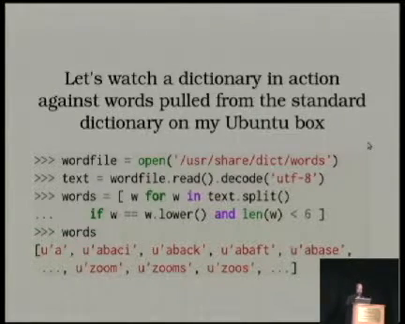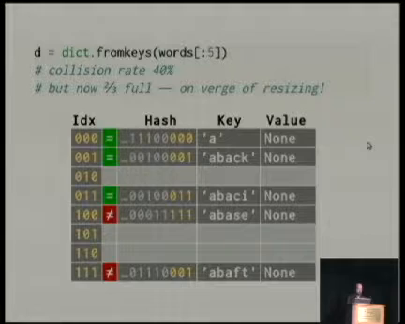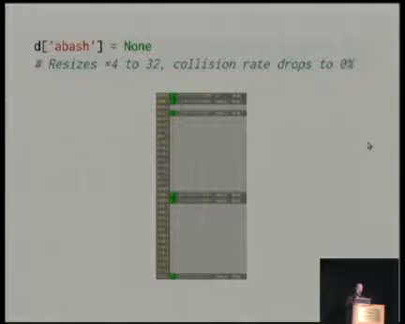I'm going to grab some words from the dictionary on my Ubuntu box. Start with an empty dictionary. Put in the first 5 keys. It happens that the words in the dictionary, 2 of them collide, so we're up to a collision rate of 40%, but that's as big as it will let this get when we pass from 5 to, by adding the word abash, 6 keys. Python goes ahead and reallocates the dictionary now as a 32-element hash table, and the collision rate suddenly drops to 0.